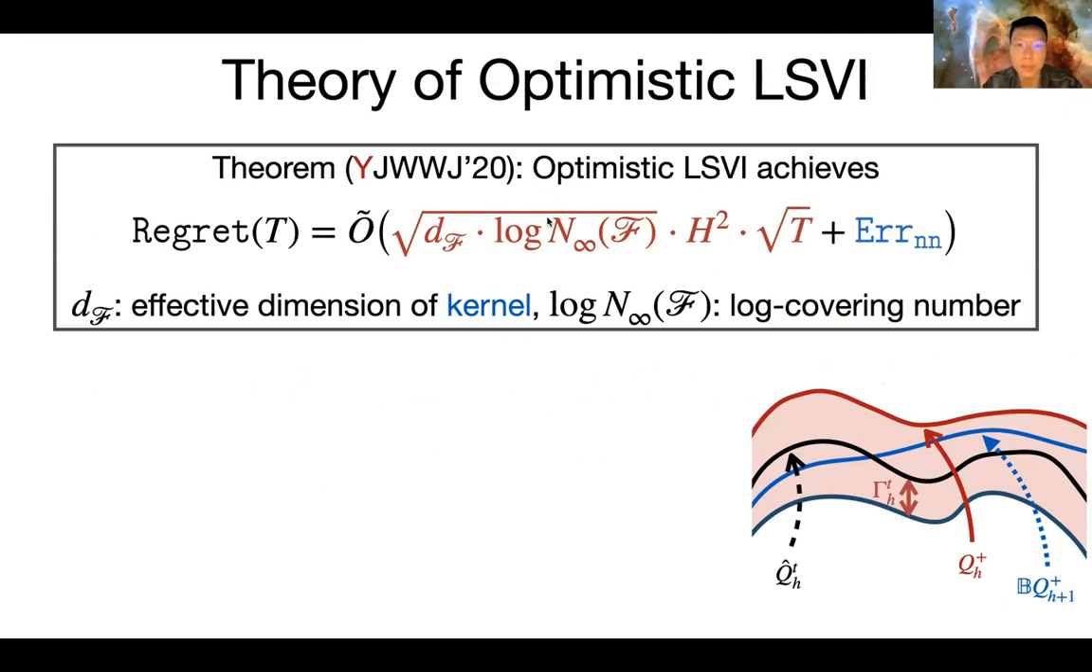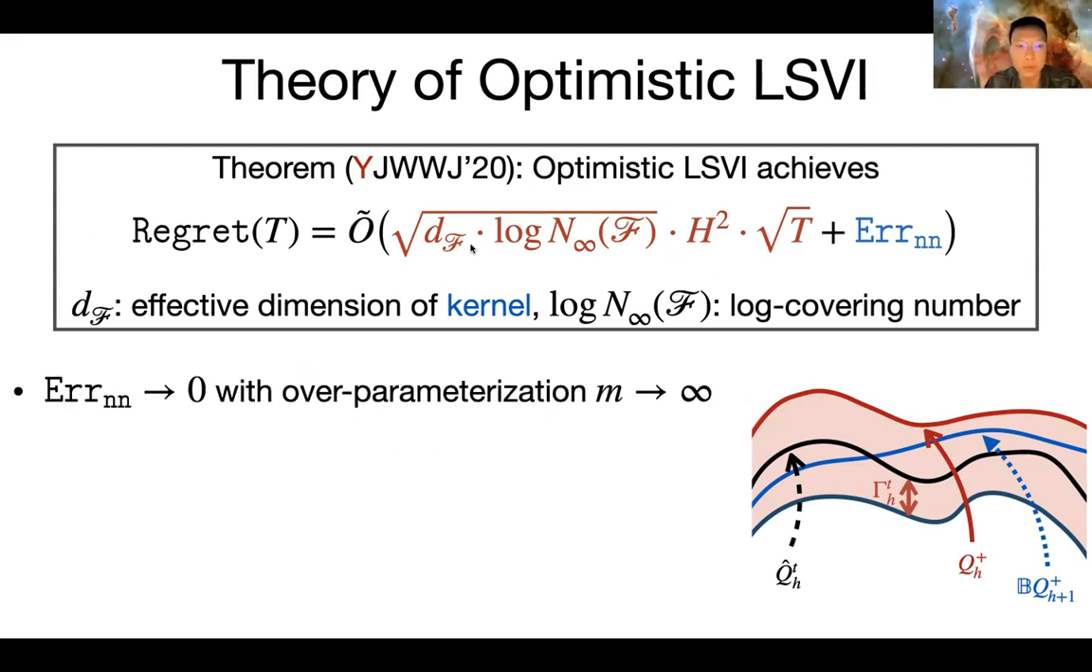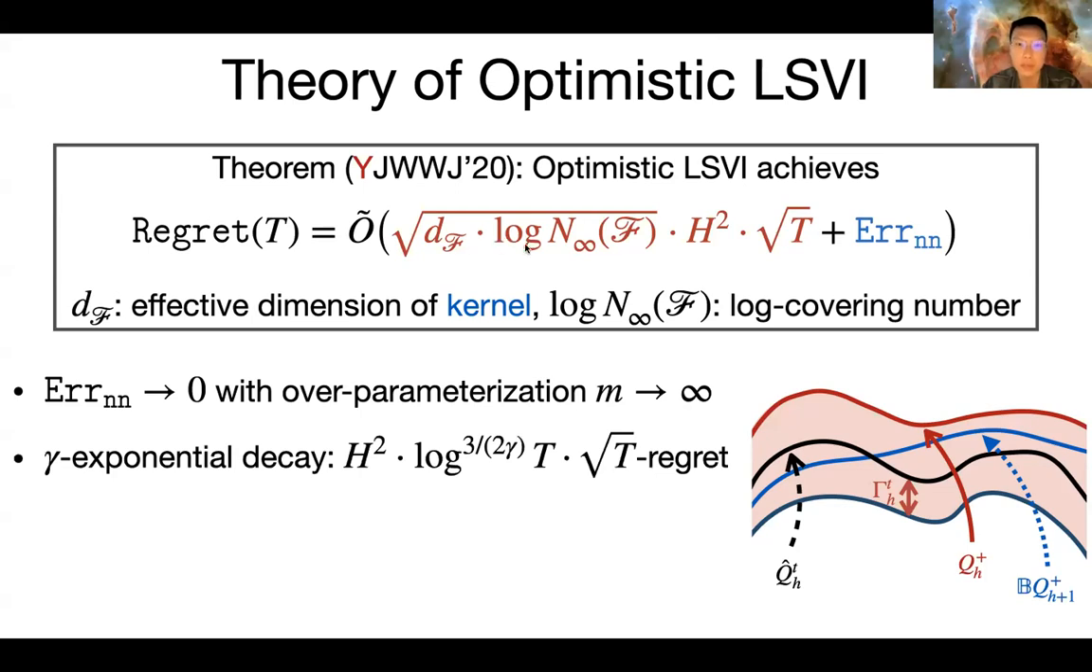And also there's a term that quantifies the complexity of the function class, which depends on the effective dimension of the kernel and the log covering number of the kernel, which can both be computed using the eigenvalue decay condition of the kernel. And when it comes to neural network, the kernel boils down to the neural tangent kernel of the neural network. And for neural network, we have an additional approximation error term, which decays to 0 when the width of the neural network goes to infinity.